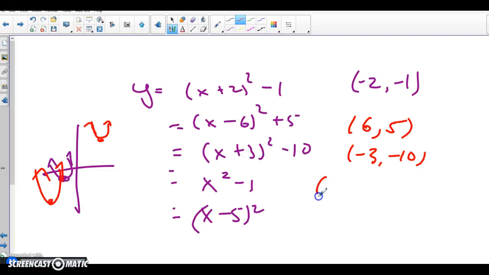Here, nothing in the bracket, so 0. Outside of the bracket, minus 1. So there's my vertex, 0, negative 1. And here, last one, x minus 5 all squared. Change the sign, plus 5, or just 5. You don't need to put the plus 5. And then what's outside the bracket? Nothing. But we still have to put something here. So it's really plus 0, and you put the 0 here. So that's 5, 0. So that would actually rest there. Okay, so that's how you do that.